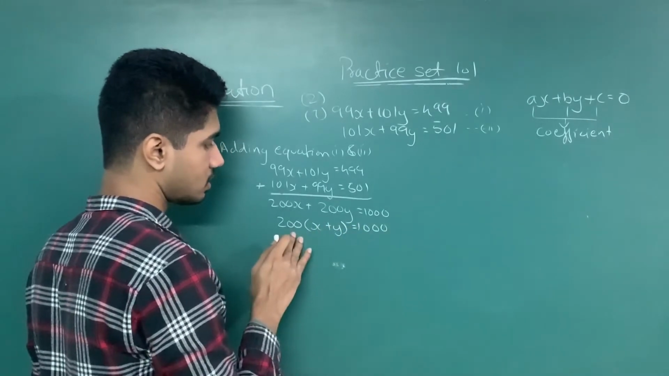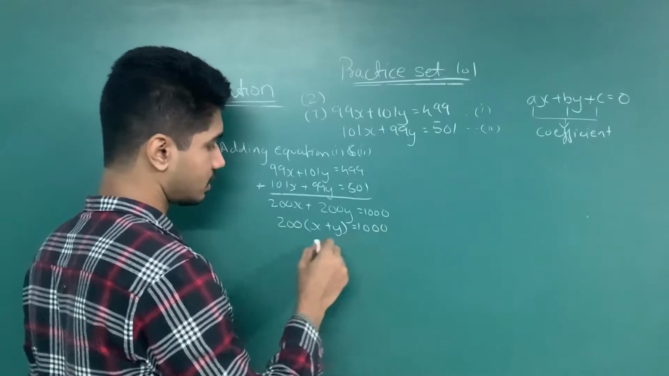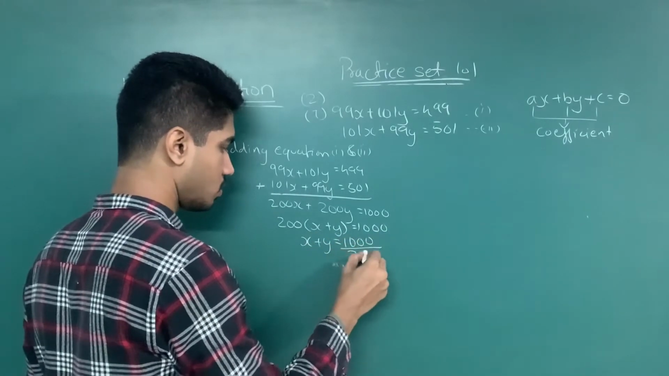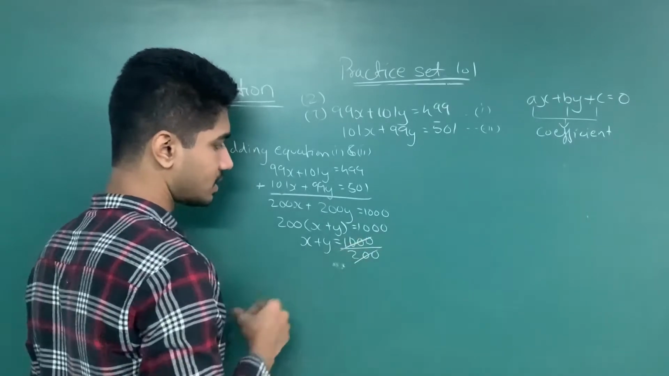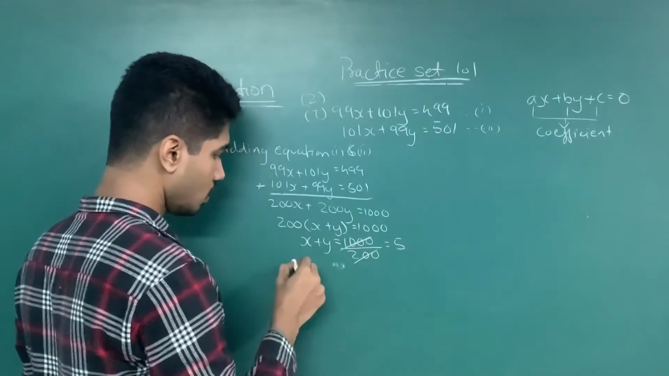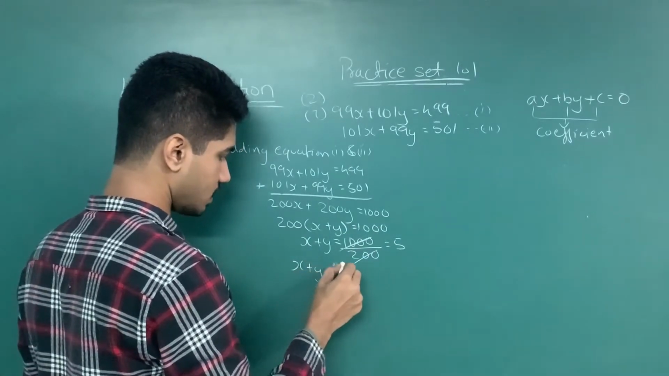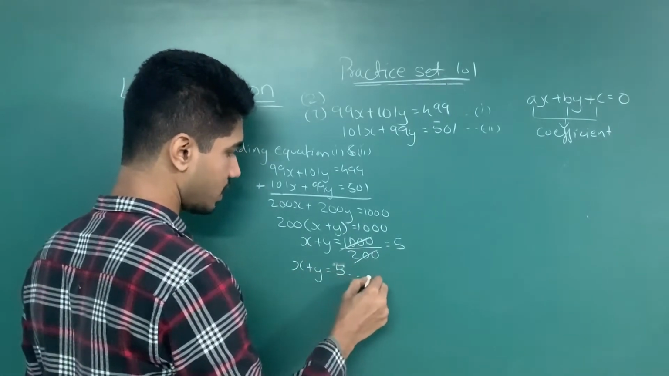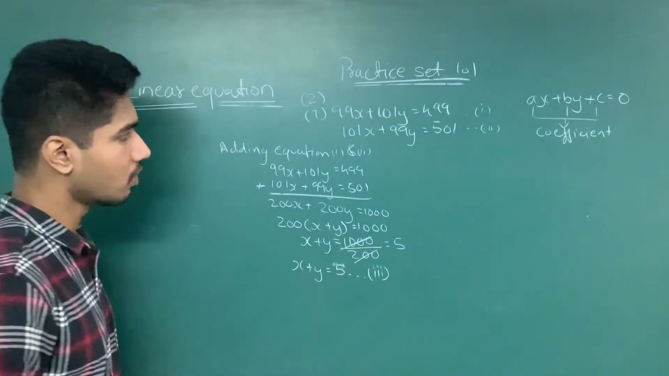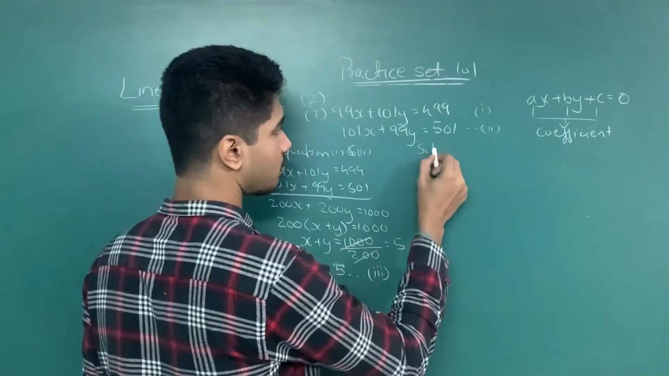Now 200 is here, you shift it to the right-hand side, you get x plus y is equal to 1000 upon 200, which you cancel out, and you get 5. So x plus y is equal to 5. This becomes your equation number 3. Now the next step, you subtract.